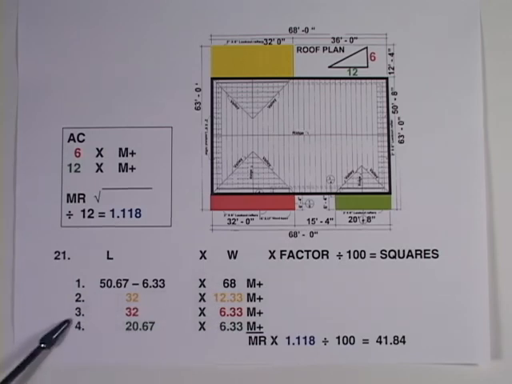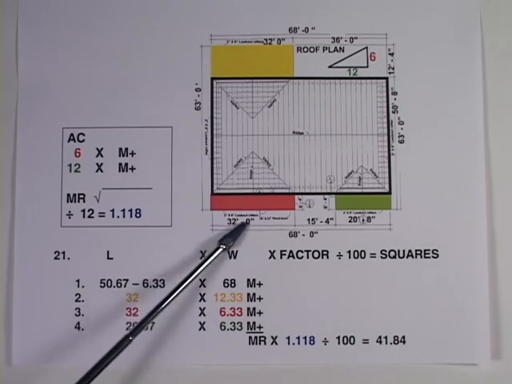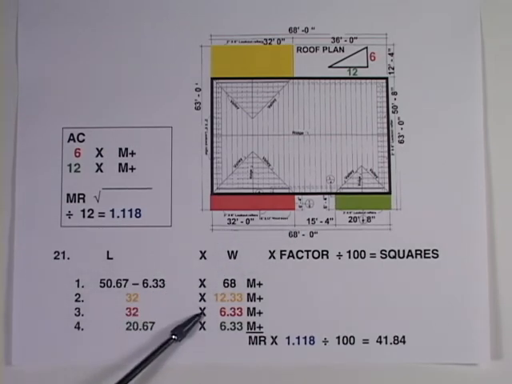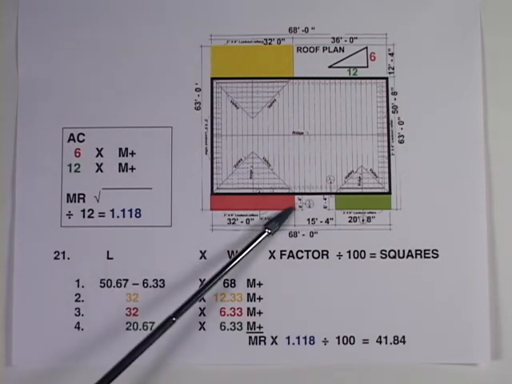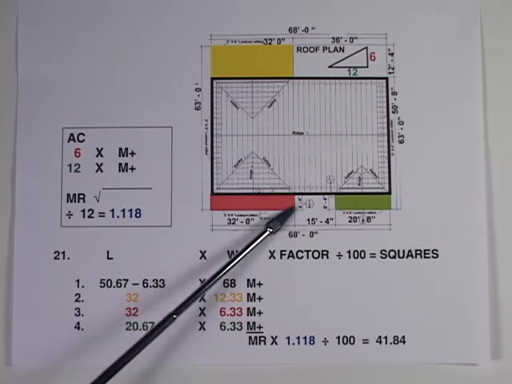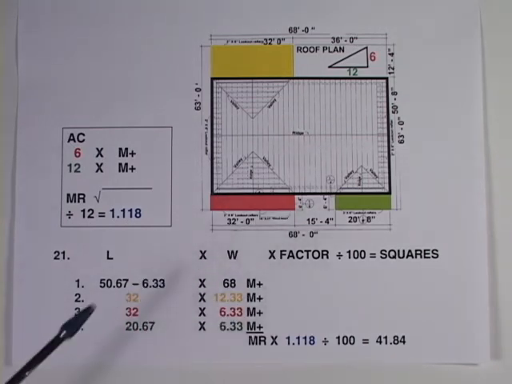Then we got step 3. It's in red, and it says 32. So look at the red area. There it is, 32. Man, this stuff's easy. Times the width of the red area, 6.33. How do I know that? Well, look real close. You'll see 6 foot 4 inches. That's 6.33. We're going to go memory plus with that.